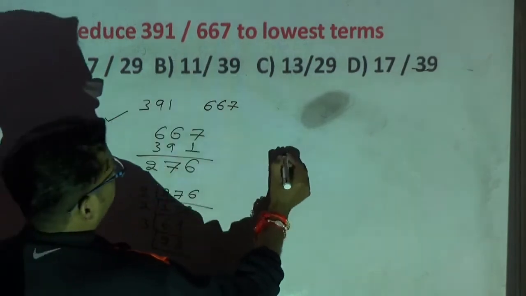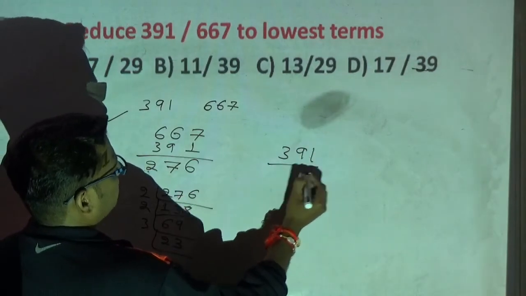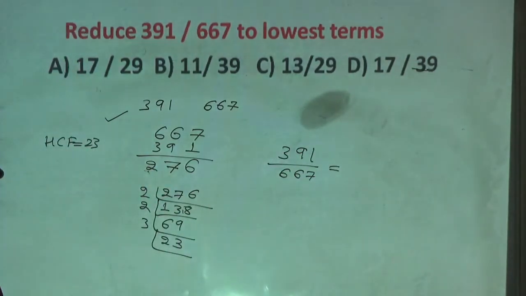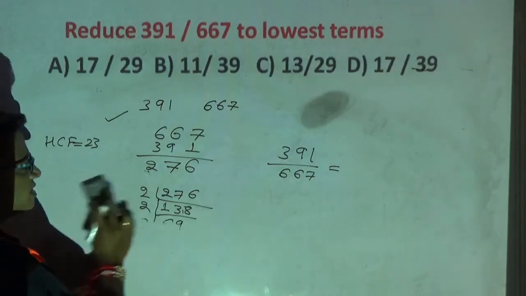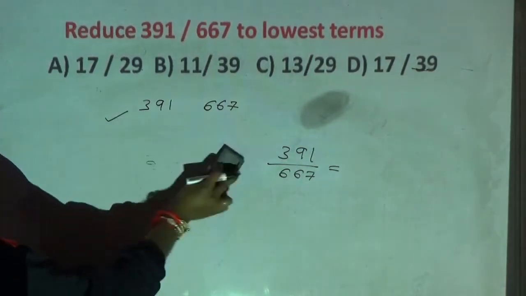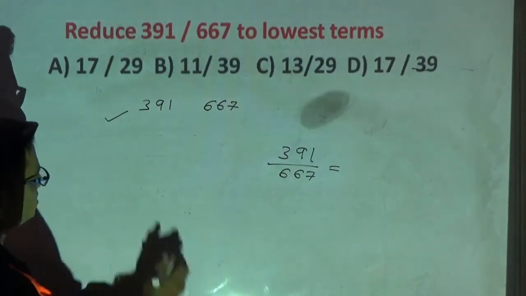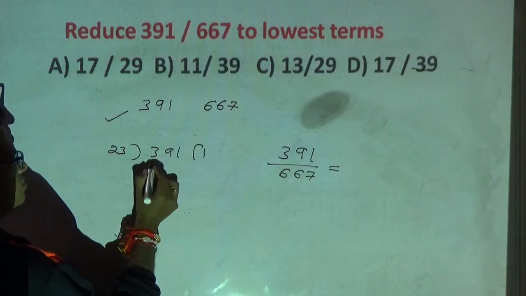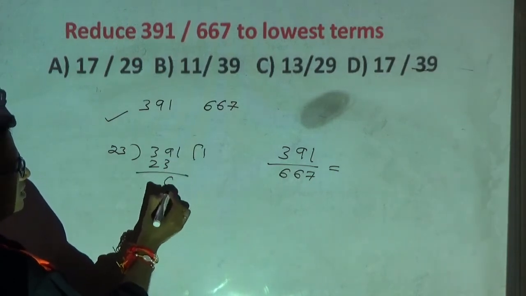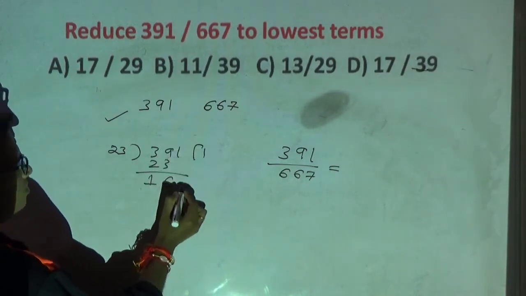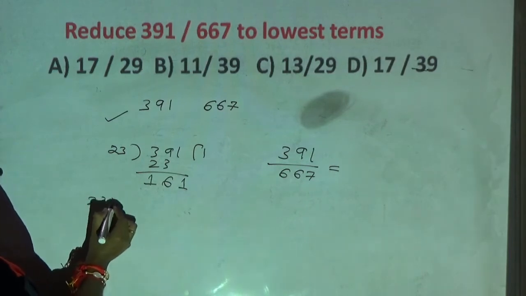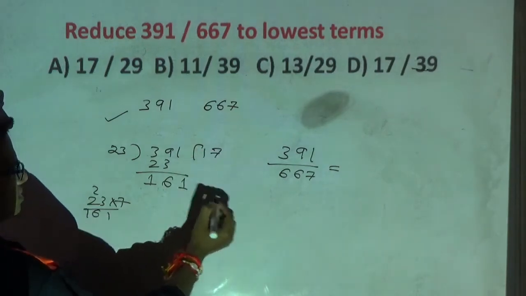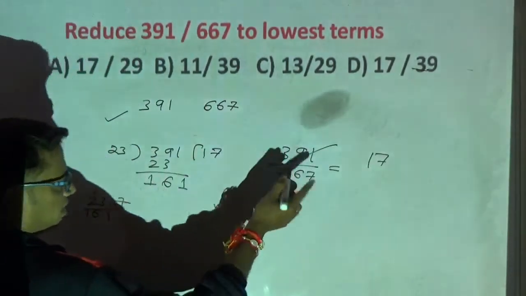Now, what I want is to reduce 391 divided by 667. Therefore, you divide straight away from 23 because HCF is 23. Okay, I will divide 391 by 23. 1 times is 23. Okay, this is 6, this is 1. 23 7 times. 7 3s is 21, 2, 16. So 7 times. So this will be 17 if I divide.